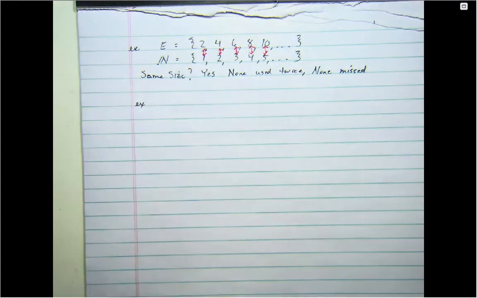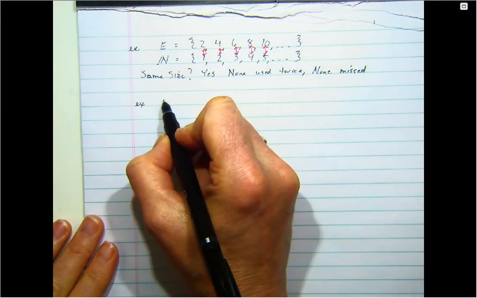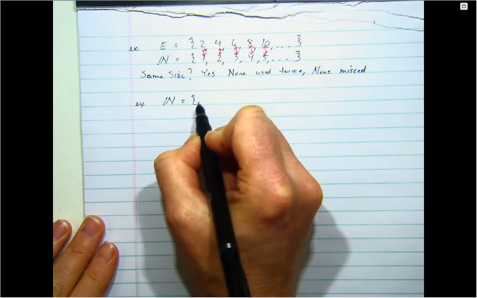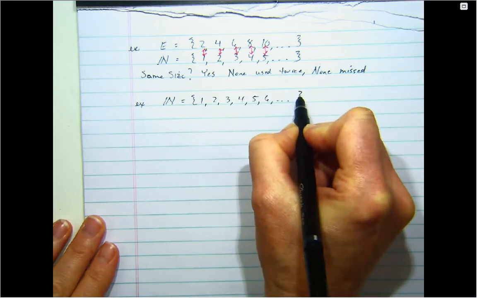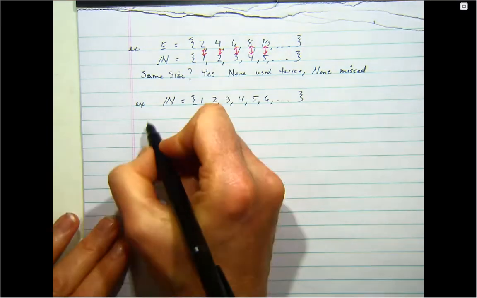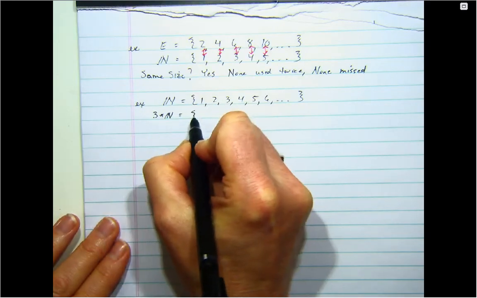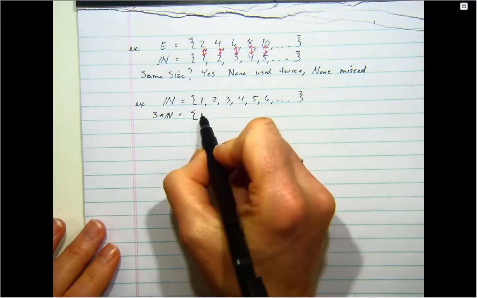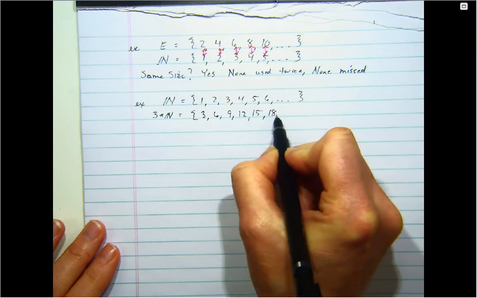Well, I'll give you a set, okay? I'll take the natural numbers and a set we'll call 3 times N. So 3 times N is the set of multiples of 3. So it's the numbers 3, 6, 9, 12, 15, 18, dot, dot, dot.